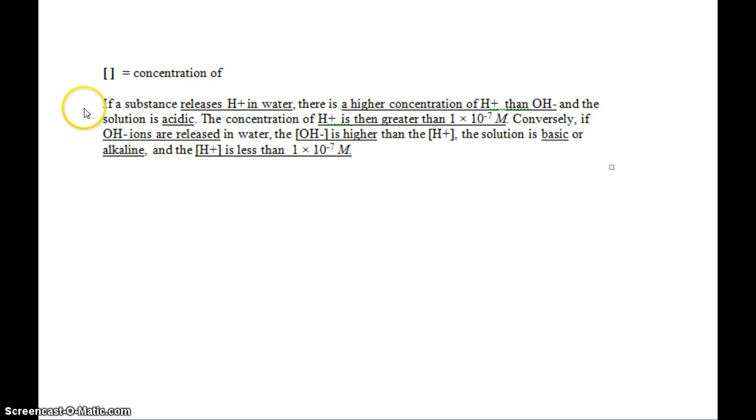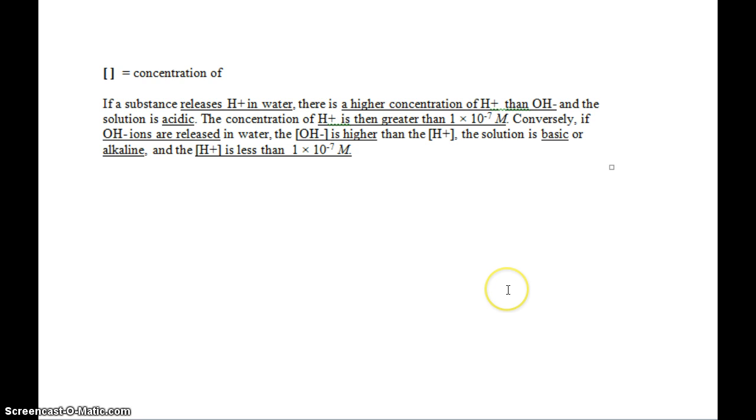with this paragraph over. If a substance releases hydrogen ions in water, there is a higher concentration of hydrogen ions than hydroxide ions, and the solution is acidic. The concentration of hydrogen ions is then greater than 1 times 10 to the negative 7th molar. Remember, this number is easy to remember because when something's neutral, the pH is 7.